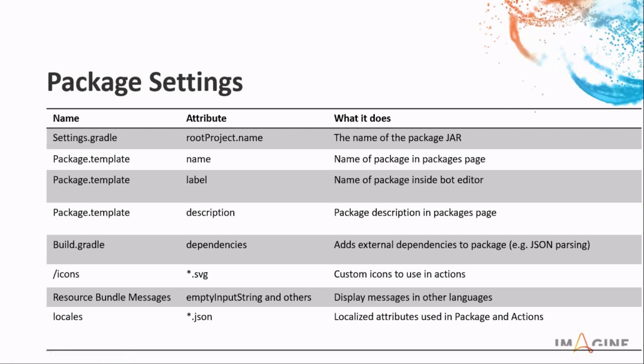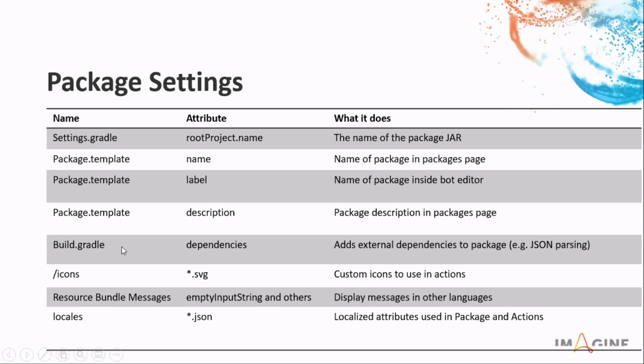This was the very first file that we edited, and we gave the name imagine_demo_A2019 demo package. So the name of the package jar was that, and inside package.template, these were some of the configuration properties that we had. We could change the name of the package, label, and description. These two things could also be localized.